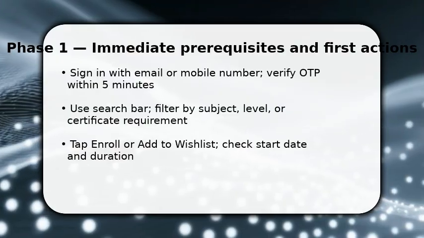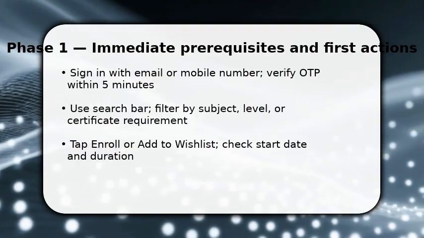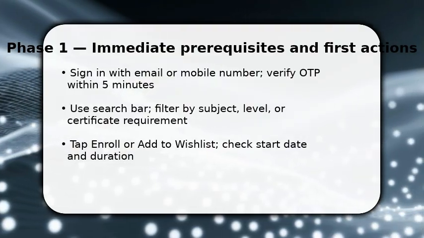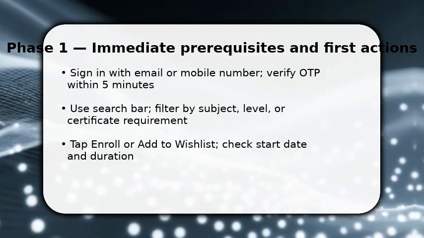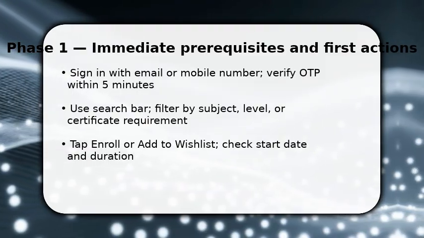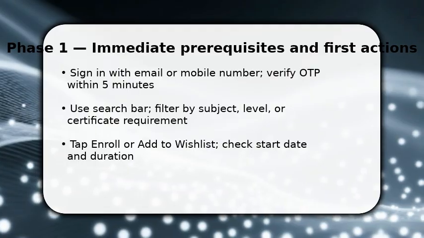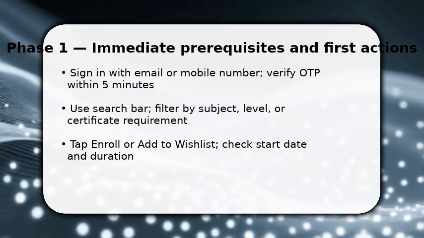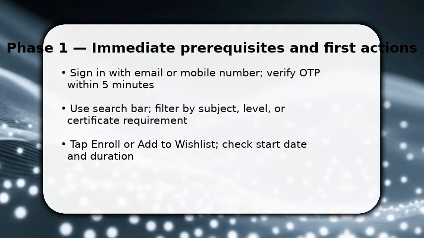You start by signing in, use your email or mobile and complete the OTP quickly. This links progress to your account. Once in, go straight to the search bar and type a subject or course code. Make sure to apply filters for level and certificate, because that narrows results.